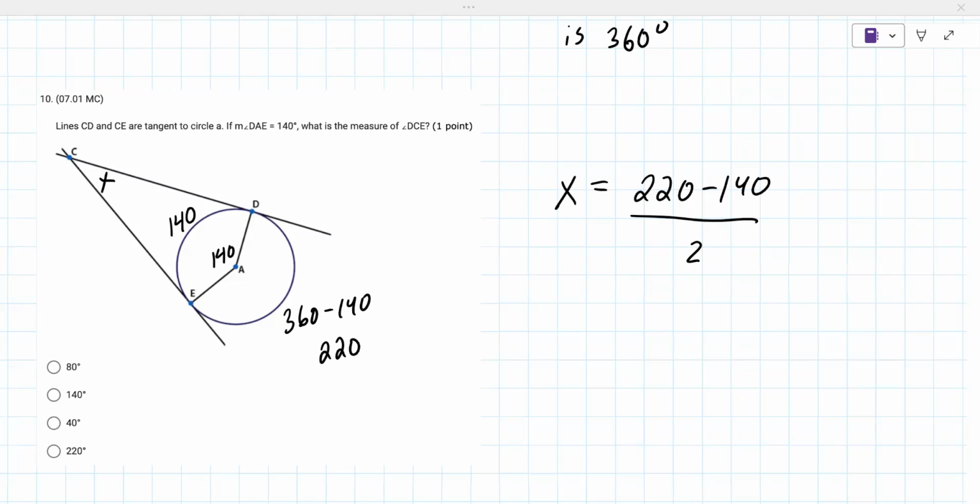Got it. So in this case, they're looking for x there too. So the angle x would equal 40 degrees.